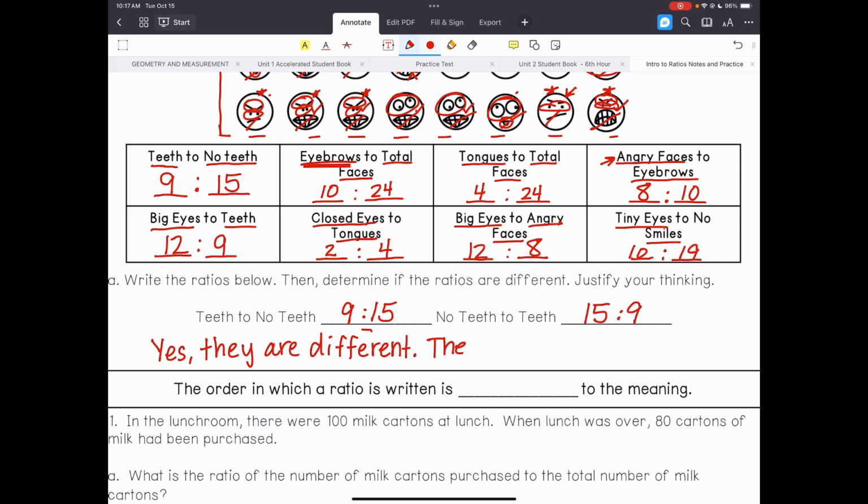The order matters. Put that in capital letters. It matters. You have to put it in the correct order. So if you flip-flop the numbers, you're creating a different ratio, because when I say teeth to no teeth, 9 tells me that that is 9 teeth, and 15 being the second number tells me that it's 15 no teeth. So the order in which the ratio is written is important to the meaning.